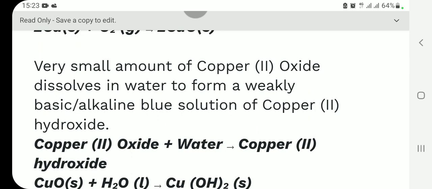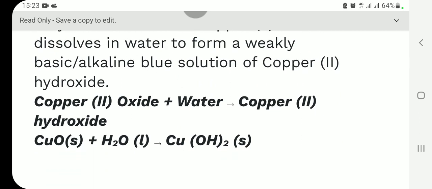As I said, when you take an oxide of a metal, like copper oxide or sodium oxide, and you add water, you produce a hydroxide of the metal. When I say hydroxide of a metal, it's like copper(II) hydroxide. I don't know if you're getting what I'm saying.